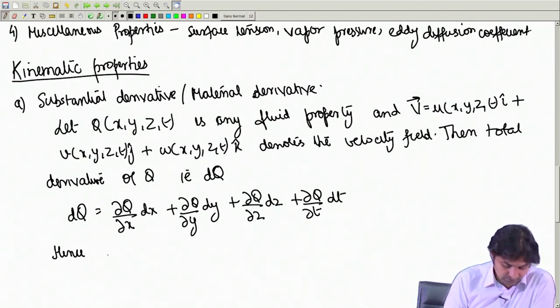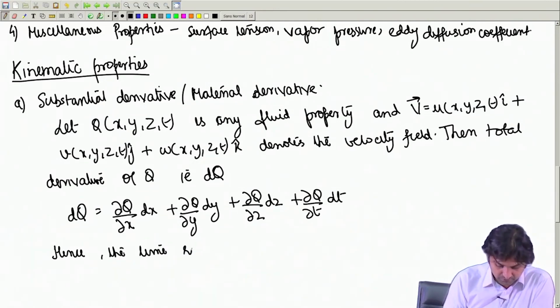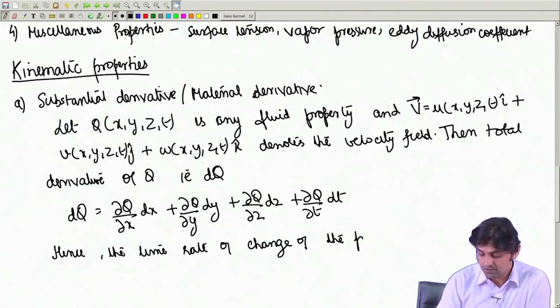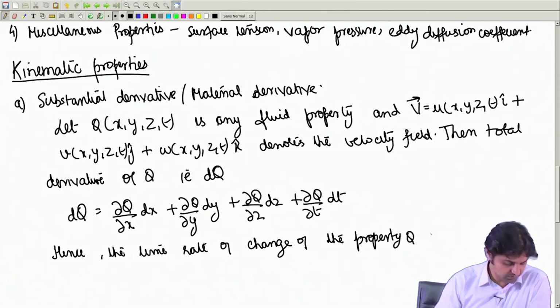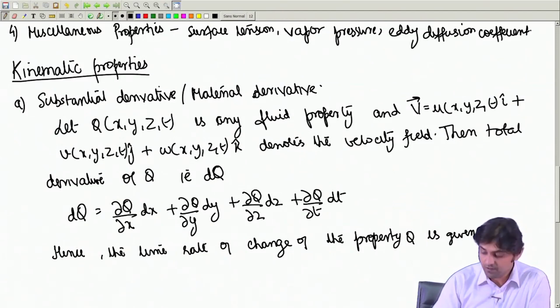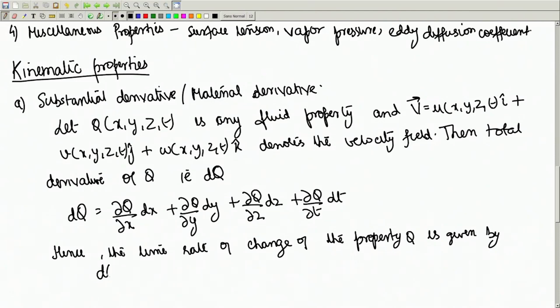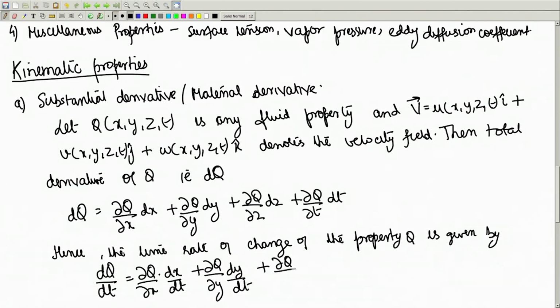Hence, the time rate of change of the property q is given by dq by dt is equal to del q del x into dx by dt, plus del q by del y into dy by dt, plus del q by del z into dz by dt, plus del q del t into dt by dt. All right. So, what we have done is we have divided this by dt.